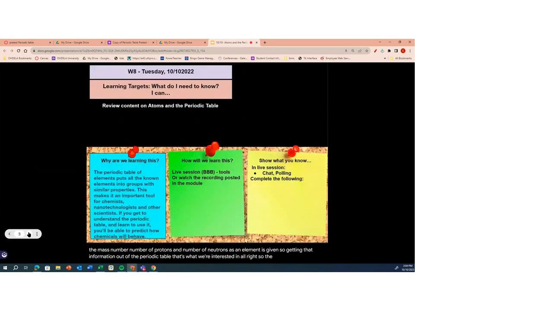All right, so the periodic table puts all the known elements into groups with similar properties. This makes it an important tool for chemists, nanotechnologists, and other scientists. If you get an understanding of the periodic table and learn to use it, you can predict how chemicals will behave. So we're going to look at the big blue button a lot for conference videos, and we're going to practice in class.